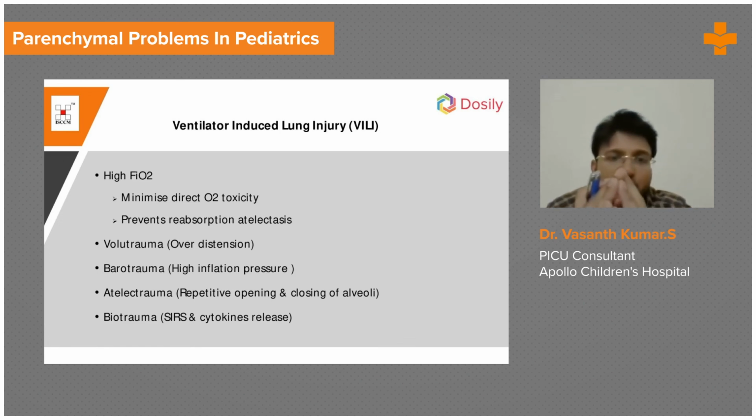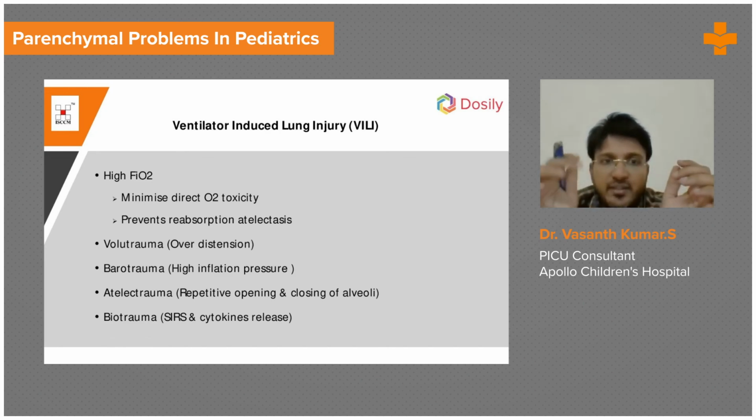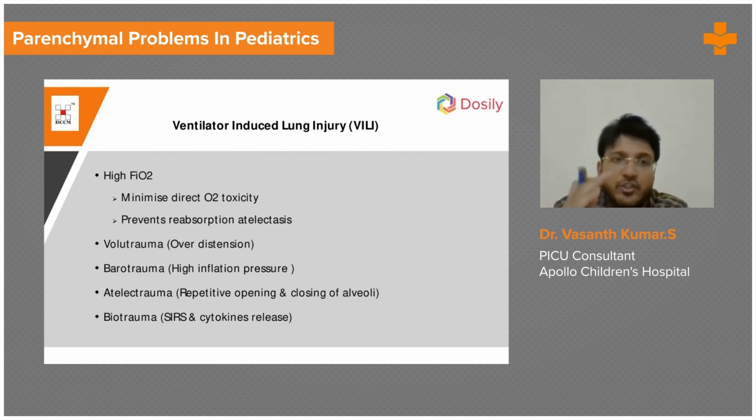Because what happens when you repeatedly open and close the alveoli, in the alveolar walls, because of the stretch and compression which is happening, the closure and opening which is happening, this releases some cytokines. When these cytokines are released, it causes SIRS, systemic inflammatory response syndrome, and it can lead on to multi-organ dysfunction also. So that is called biotrauma. The most common organ which is injured is the kidney. So first the lung is affected, second the kidney will be affected.